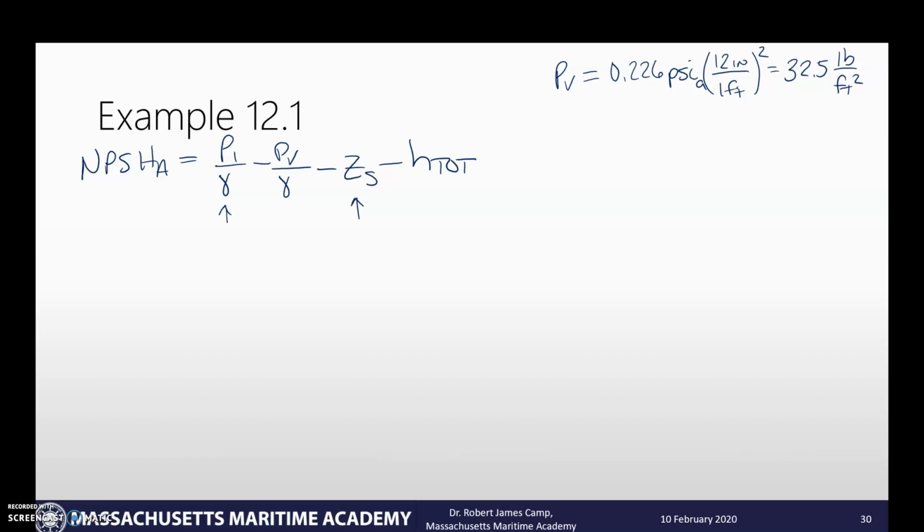So, H total, how do we calculate that? Well, H total is our Darcy-Weisbach equation: V squared over 2g, times fL over D, plus the sum of the K's. I've already given you f in the problem, so we just need to go back and calculate what the sum of the minor K's is.